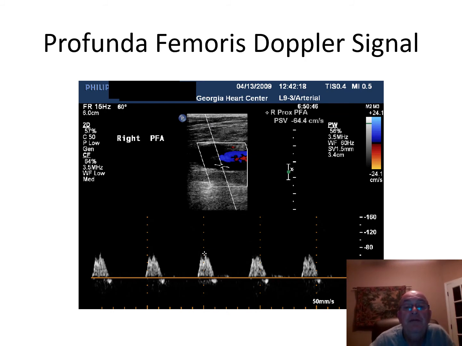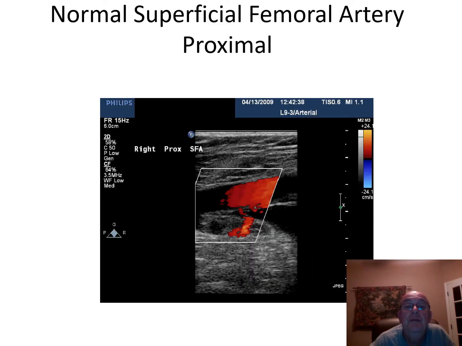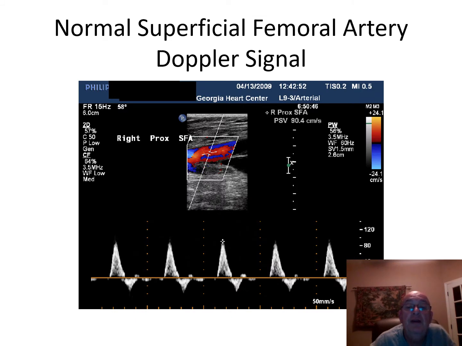Spectral signal from the profunda femoris. And now continuing on here, we can see the color signal from the proximal superficial femoral artery. In fact, you can still determine a little bit of the bifurcation here. Notice the color signal has no bleed over, so the color has been adjusted correctly at the proper scale. And of course, spectral signal demonstrates nice triphasic flow throughout.